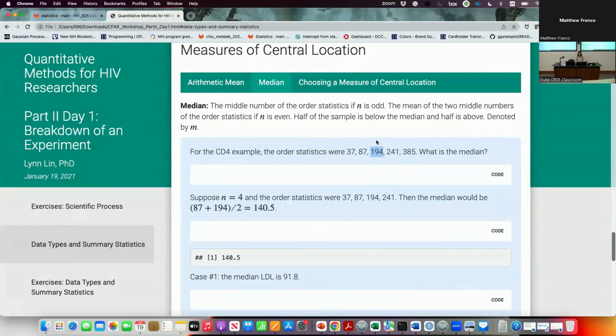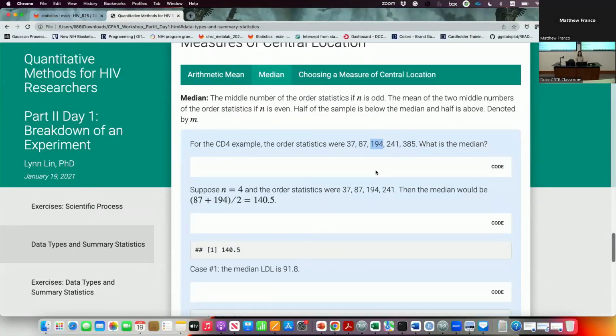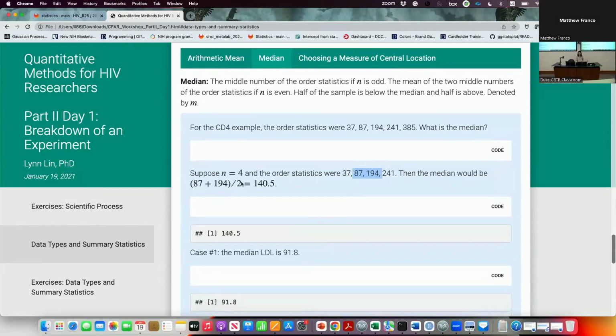central tendency. But you might ask, what if I have an even number? Because you don't have a single number in the middle, you just take the average of the two middle numbers after you order everything from smallest to largest, right? So for example, here n equals 4, then the order statistic will be the two middle numbers, 87 plus 194 divided by 2, which is the average between these two middle numbers.